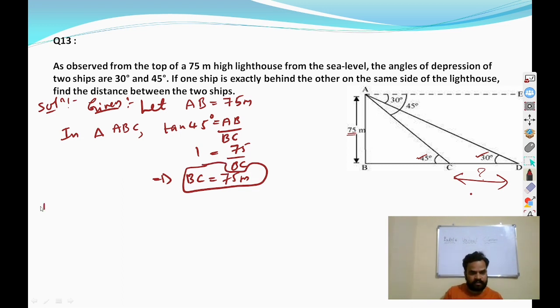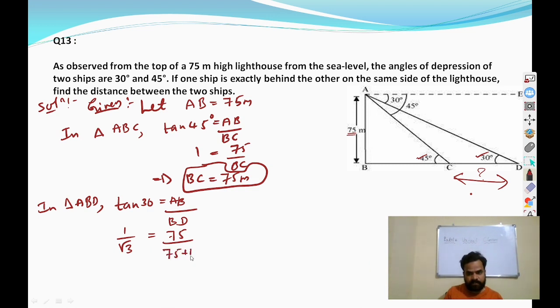Now one more triangle. Now in triangle ABD, in this triangle, what will I take again? Tan 30 equals AB by BD. Tan 30 is 1 by root 3. AB is 75. BD can be written as BC plus CD, and that BC is 75 plus CD. Right. So I will cross multiply here. So it will be 75 plus CD equals 75 root 3. This plus 75 will come here, it will be minus 75.